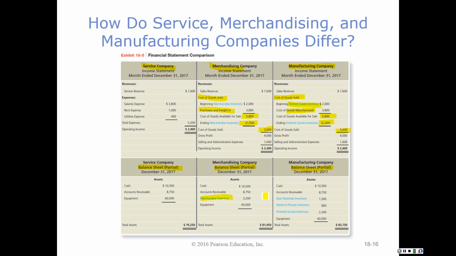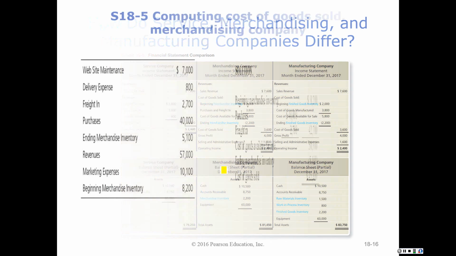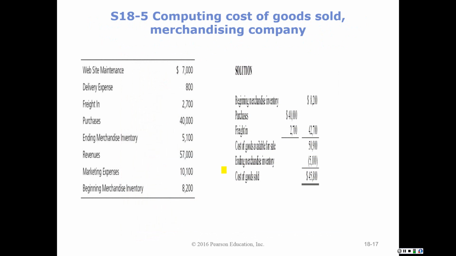On our balance sheet for the manufacturing company, on the other hand, we have inventory as well here, but we have raw materials inventory, we have work in process inventory, and we have finished goods inventory. All right, so to show you how the financial statements will differ for these three different kinds of organizations, at the end of your text, we have some sample problems. It's, I think, 18.5 is the one I have prepared for you here.